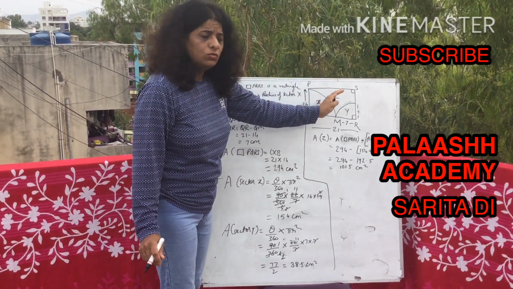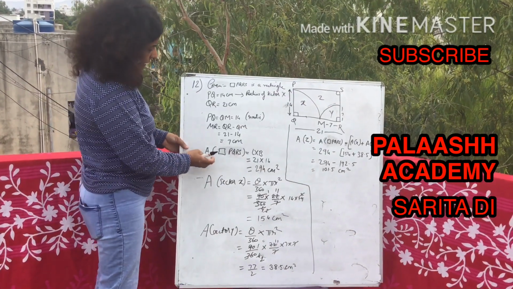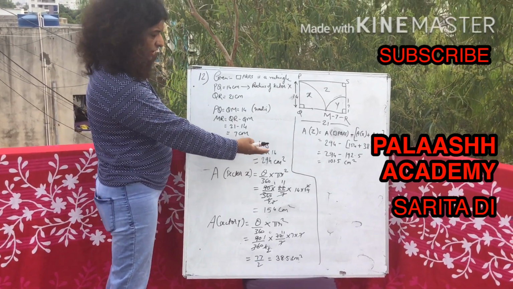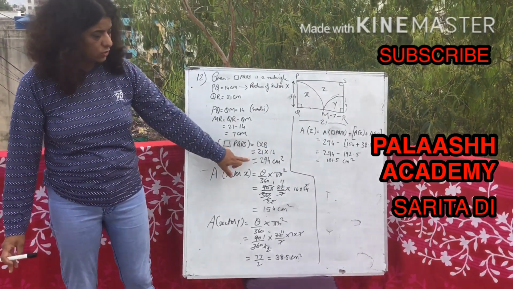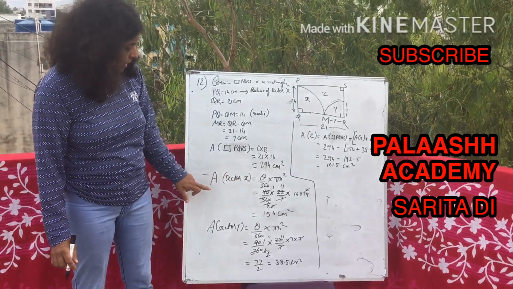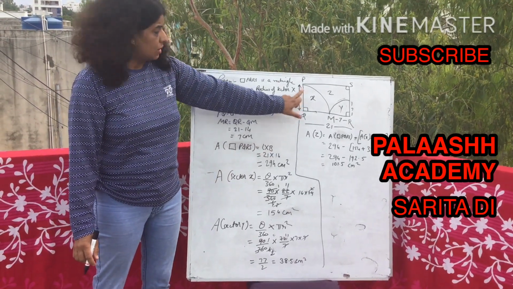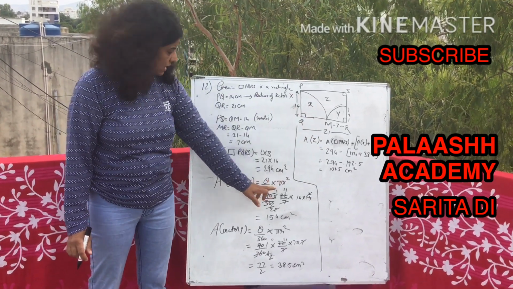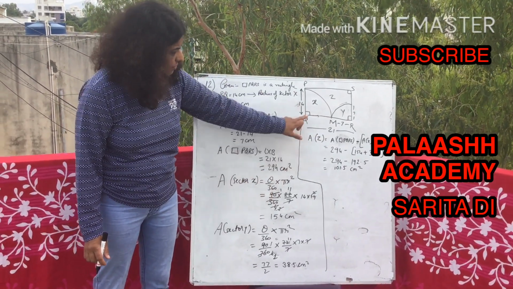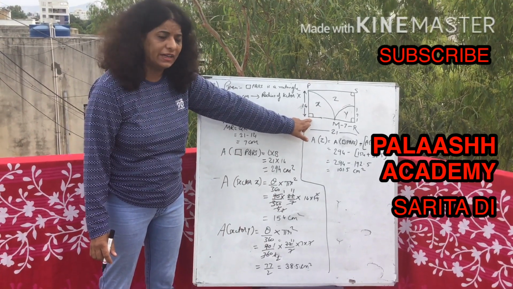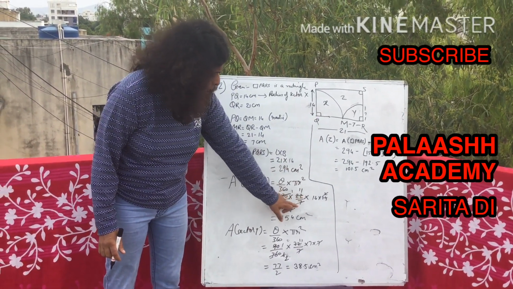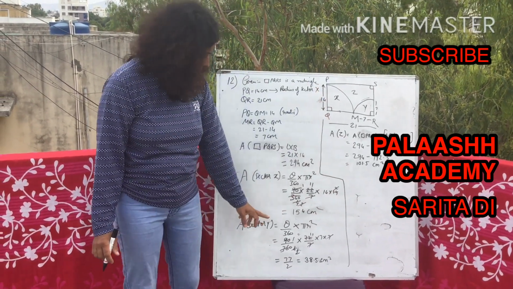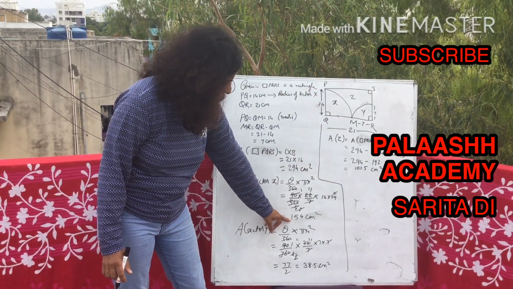So first, the area of a rectangle. You know the formula, that is length into breadth. Just put the values, 21 into 14, and you get the answer 294 centimeter square. Now the area of sector X: how will you find it? Theta upon 360 into pi r square. Just put the value 90 upon 360, because it's a rectangle, each angle will be 90 degrees. And here put the value of pi as 22 upon 7, and 14 into 14, because your radius is 14. So multiply, you will get the answer 154.